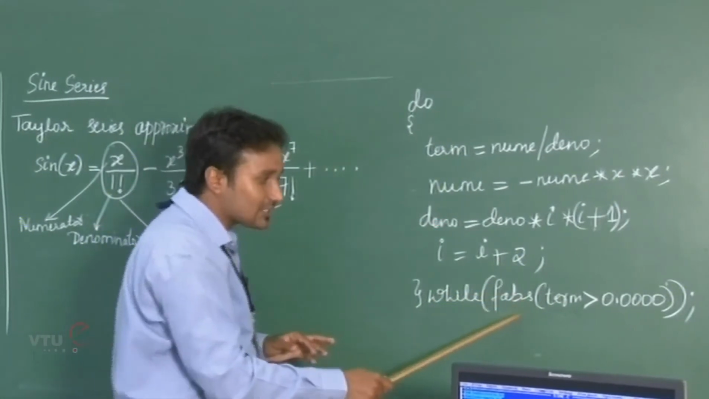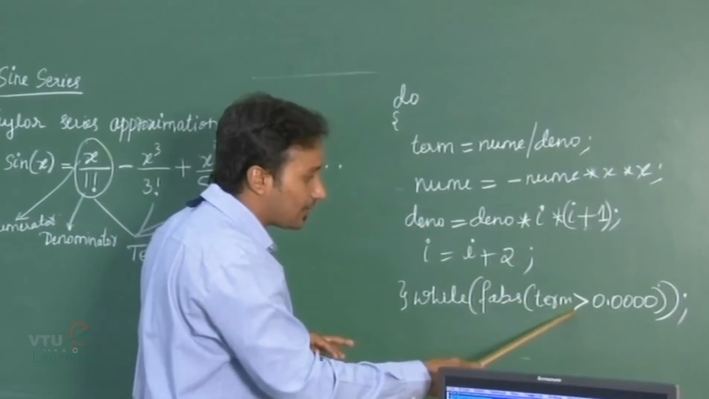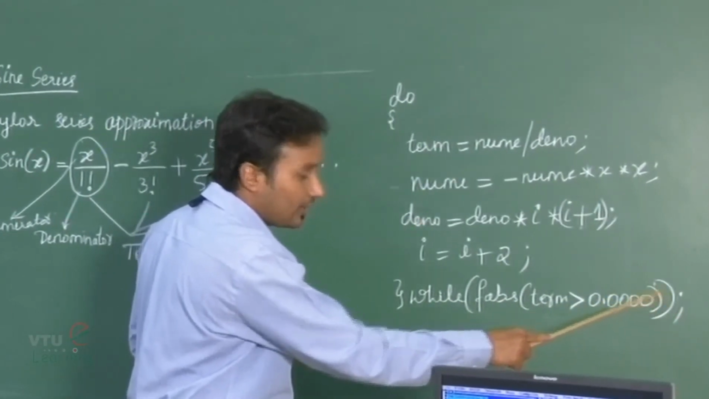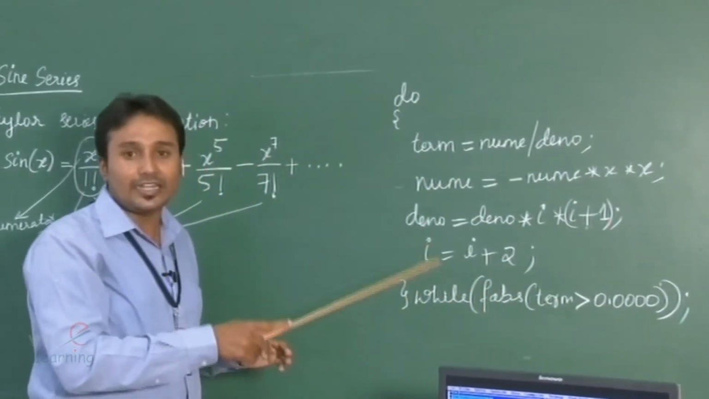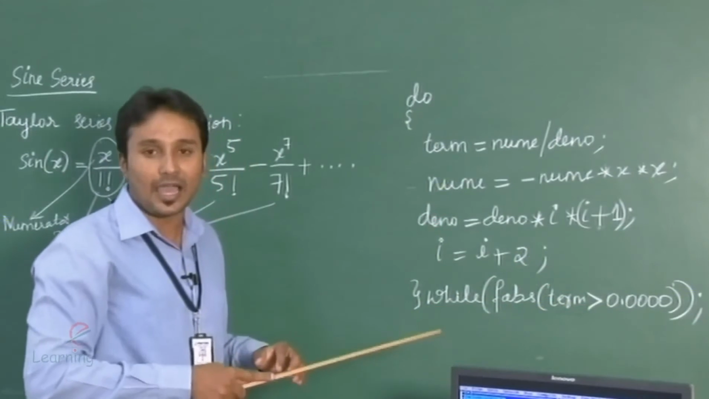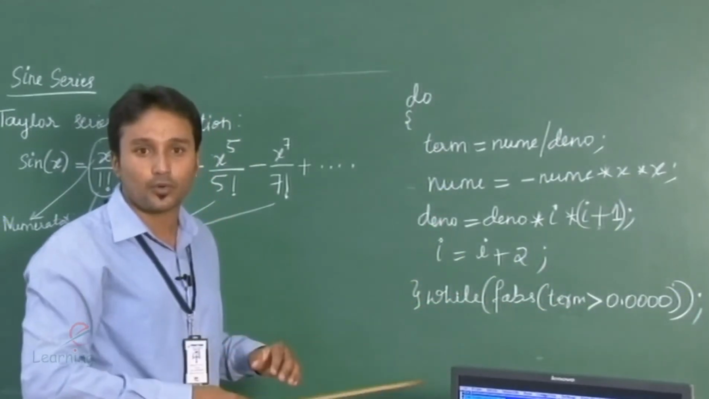What's the last condition here? It checks while fabs of term is greater than 0.0001, which means it checks for a maximum of 4-digit decimal accuracy. This is the logic of the sine series program.